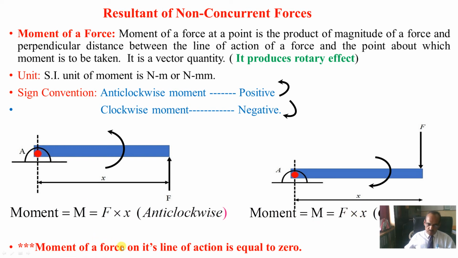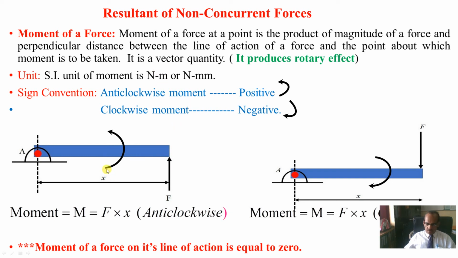The moment of a force on its line of action is equal to 0. This you must know. If this force is acting along this line, then it will pass through point A. When it passes through point A, x will become 0. If you substitute x equals 0, moment you will get 0. This is the meaning of this particular sentence. And one more thing you have to remember, the unit of a moment is Newton meter. If the force magnitude is given in Newton, then Newton meter. If distance is given in mm, then Newton mm. If the force is given in kilonewton, then this will become kilonewton meter. So I hope you understand.